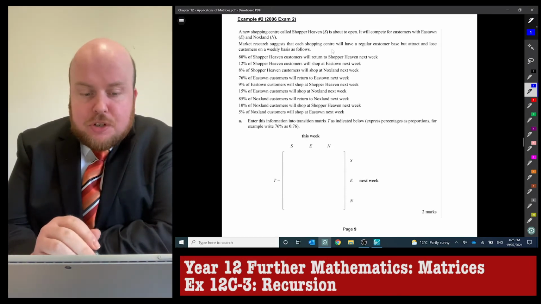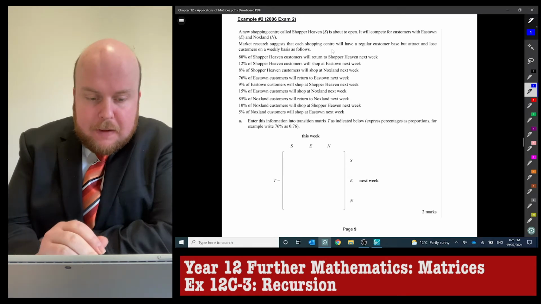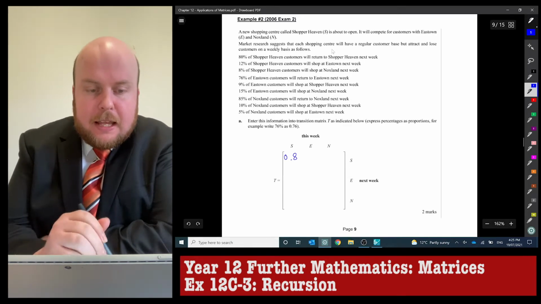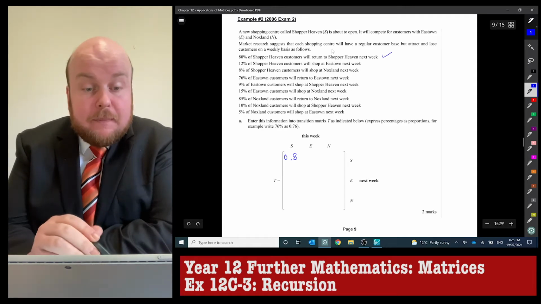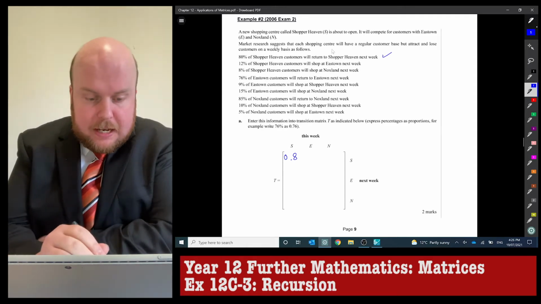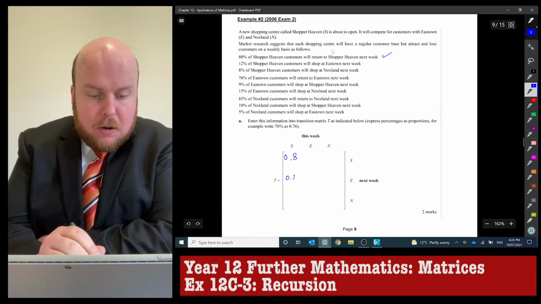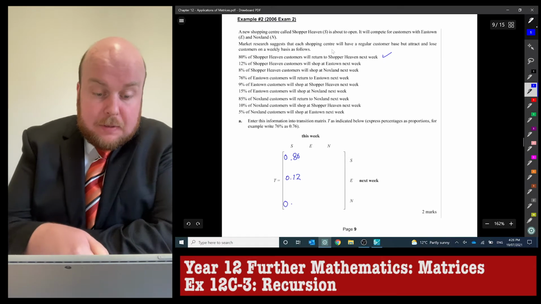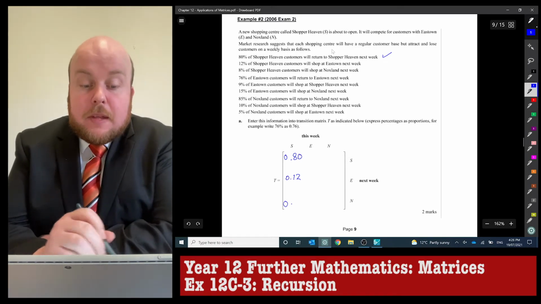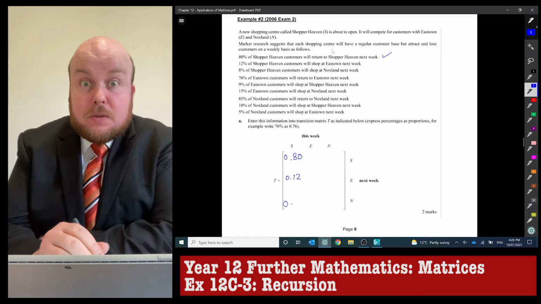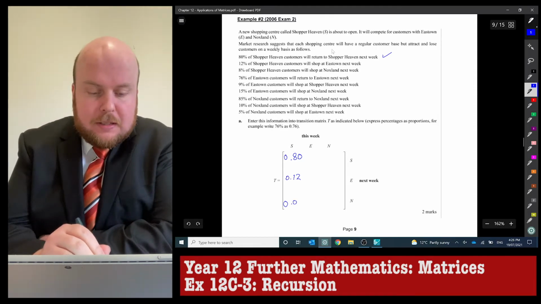So 80% of Shopper Heaven will return to Shopper Heaven next week. We'll put that in there. 80% is the same as 0.8. 12% of Shopper Heaven will go to Easttown next week, so 0.12. So that means the final one here has to add up to, so the last one, 80 plus 12 is 92, so that's going to be 0.08.